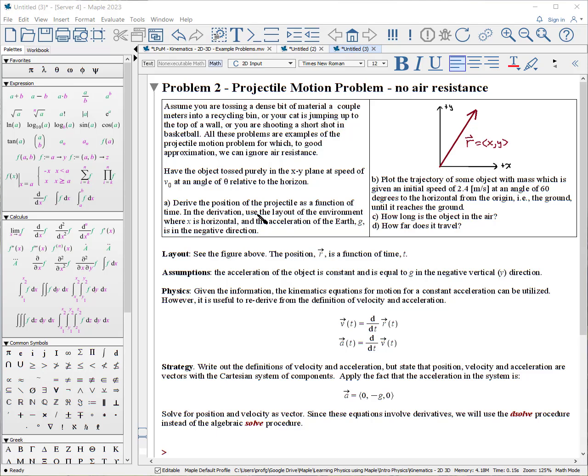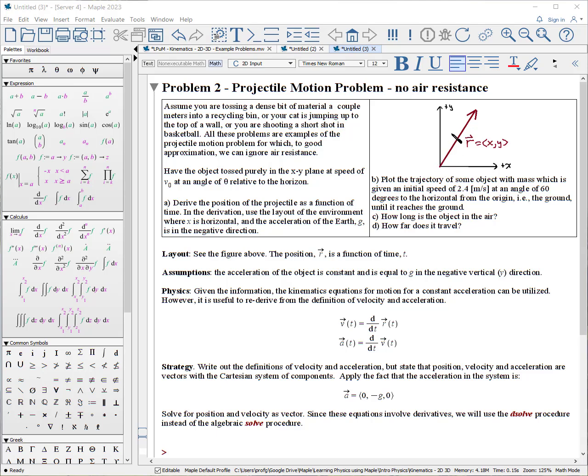We are to derive the position of the projectile as a function of time. We are to plot the trajectory of the projectile, and we are to figure out how long it is in the air and how far it travels. We're going to assume it starts at the origin and ends up at the same height, y equals 0. Make your life a lot easier.